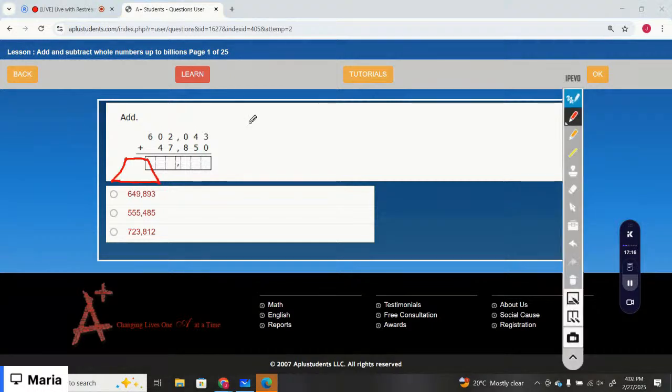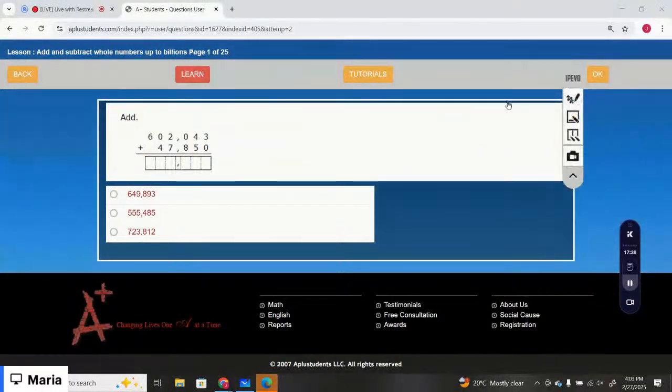Add. So start adding from the ones digit. 3 plus 0 is 3. 5 plus 4 is 9. 8 plus 0 is 8. 7 plus 2 is 9. 4 plus 0 is 4 and 6. So the correct option is option number 1.